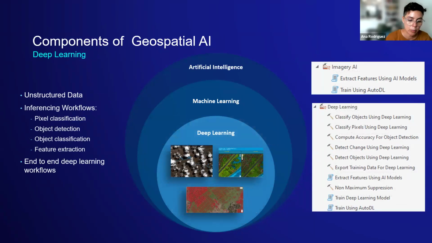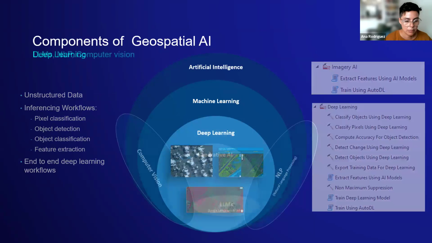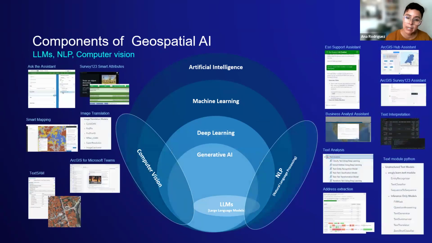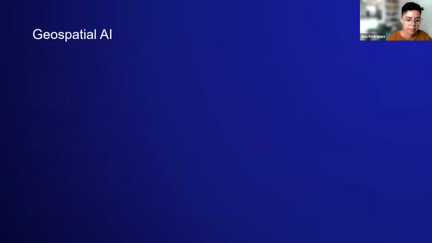Within deep learning, we have tools that will help you work with unstructured data as well. So we have tools for inferencing workflows, such as pixel classification, object detection and classification, and of course, that feature extraction. And for things like computer vision and NLP, so natural language processing, we've just released our beta assistants within a few of our products. So you'll see some of these beta assistants in Survey123, even ArcGIS Hub, Business Analyst, and of course, ArcGIS Pro. We recently added one for Arcade as well.